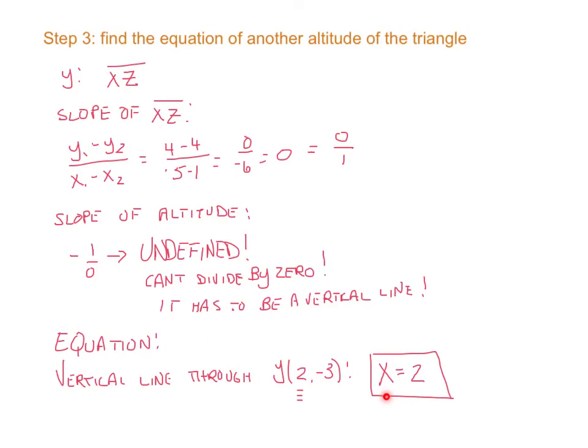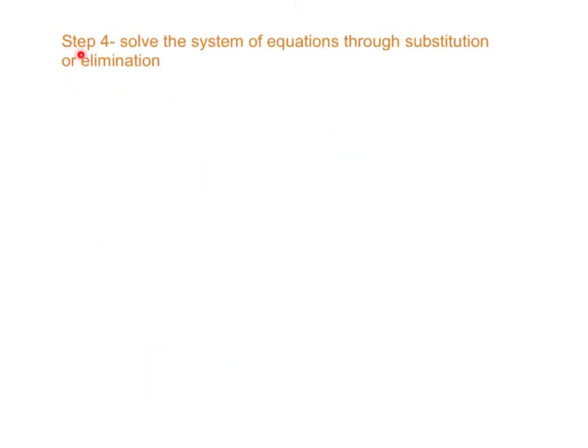So now we have 2 equations. Now we move on to step 4, which is to solve the system of equations through substitution or elimination. This should ring a bell because it's from Algebra 1. Once you have 2 equations, you can either solve for a variable and then substitute it in, or you could try to eliminate a variable. So let's look at our 2 equations: y is equal to 1/7 x plus 33 over 7, and x is equal to 2. Looking at this, I quickly see that I'm going to use substitution. I know what x is equal to, so why don't I just substitute it in?